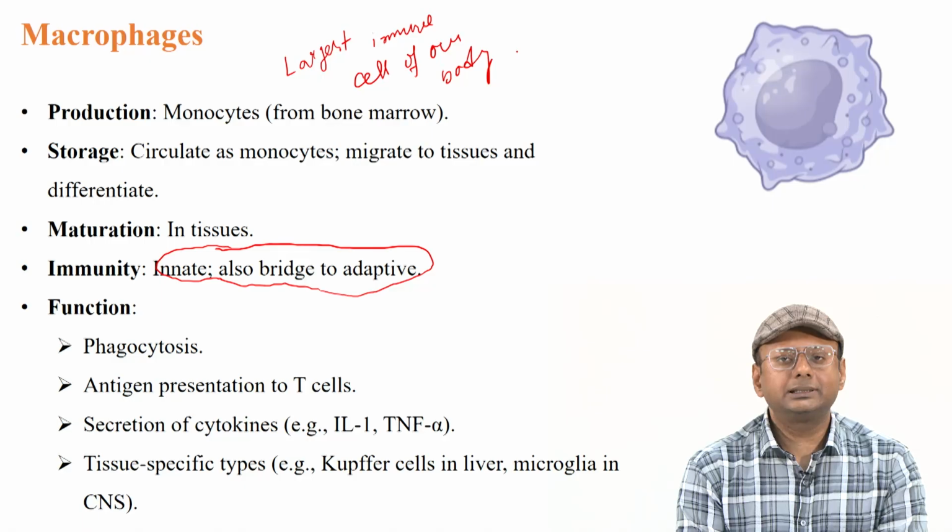And what are the different functions? As you see, macrophages play an important role in phagocytosis of different antigens. They also have an important role in presenting antigens to the T cells. So macrophages act as antigen presenting cells that present antigen to the T cell. Tissue specific types of macrophages can also develop, for example Kupffer cells in the liver and microglia in the CNS. To remember, macrophages are very important immune cells in our body.